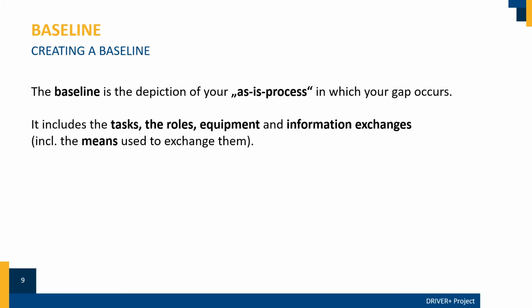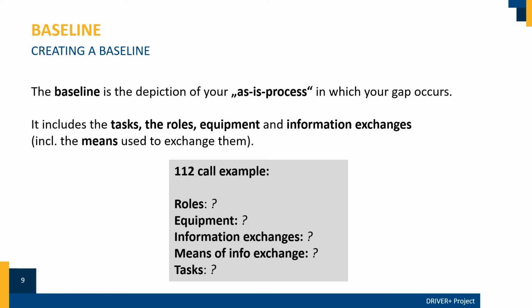First things first, what are we talking about when we say baseline? The baseline is the depiction of your as-is process in which your gap occurs. It includes the tasks, the roles, equipment, and information exchanges, including the means used to exchange them. Now back to our example of the 112 call. What are the tasks, roles, equipment, information exchanges, and their means? Let's find out together while depicting the baseline.